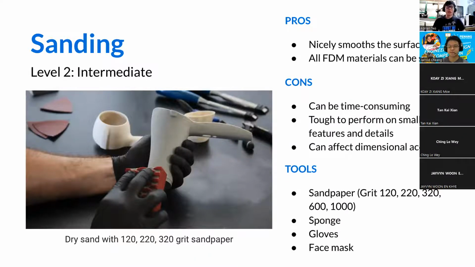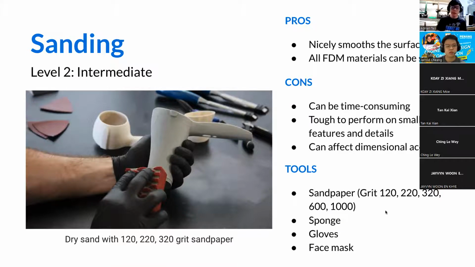So number 2, level 2, intermediate level. So I break the steps down into 3 levels. Level 1, you do string removal, you do support removal, you do gluing. And then level 2, it's intermediate because you need a bit of skills. You need to practice this over time. This is sanding. So sanding is the most important part in making your 3D print smooth, make it look nice and beautiful. So level 2, you will need to do dry sanding with few types of sandpaper.